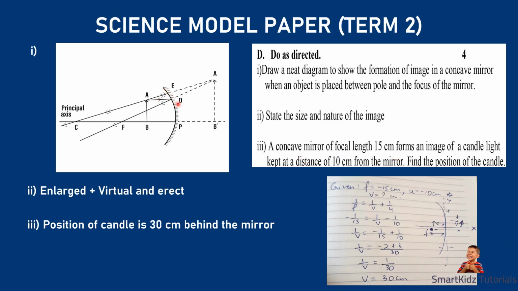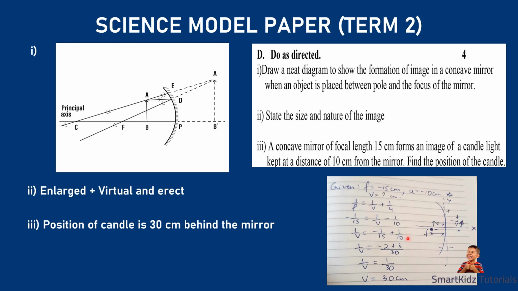A concave mirror is like this. The focus is here, which means the focal length is this part, from P to F. This focal length is on the left hand side, so I've drawn a small axis over here.